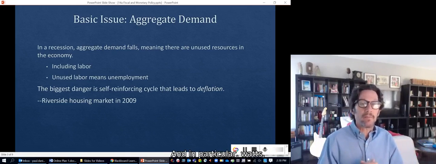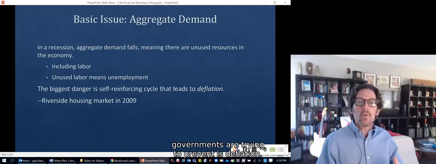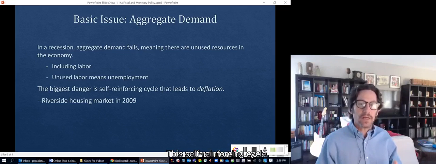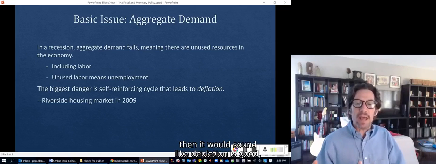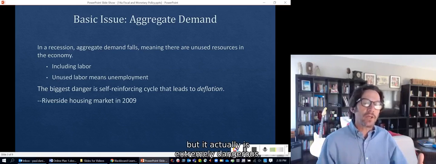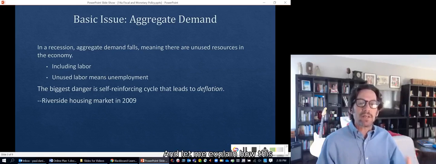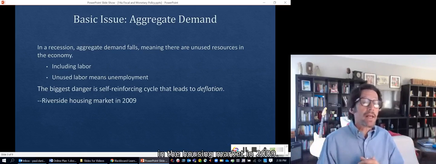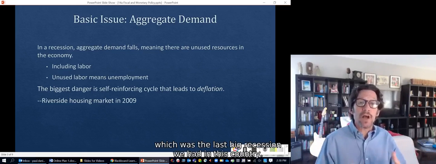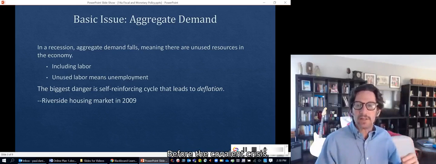And in particular, what governments are trying to prevent is deflation, this self-reinforcing cycle. If we think inflation is bad, then it would sound like deflation is good. But it actually is extremely dangerous. And let me explain how this happened basically in Riverside in the housing market in 2009, which was the last big recession we had in this country before the COVID crisis.